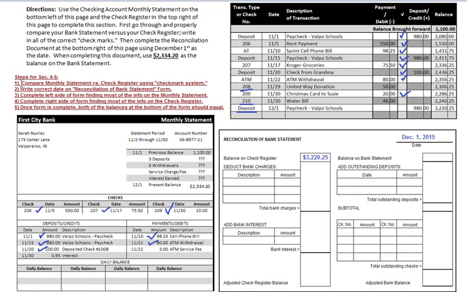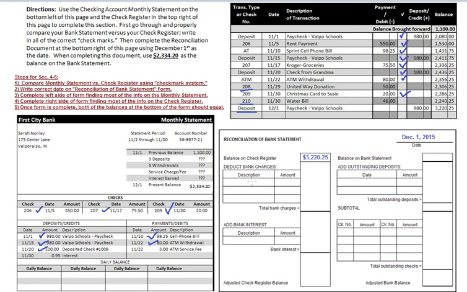But as we're doing step 3, I do need to draw your attention to this. We're going to get most of our info from the bank statement. The only info we're taking from the check register is this total right here. That's it. So, we've got the check register balance. Now let's go on to deducting bank charges.